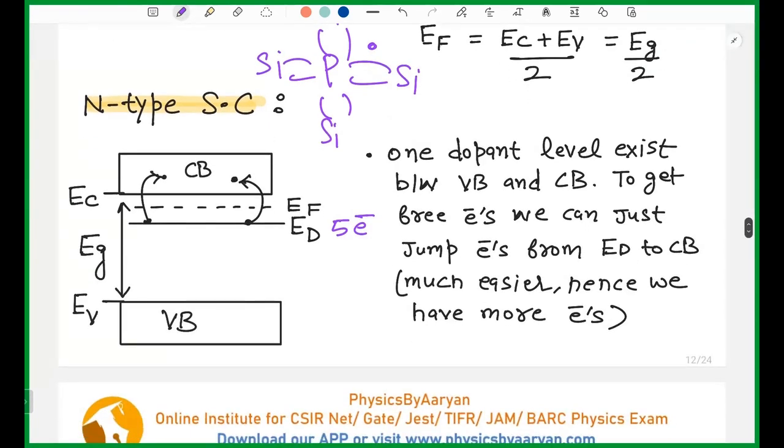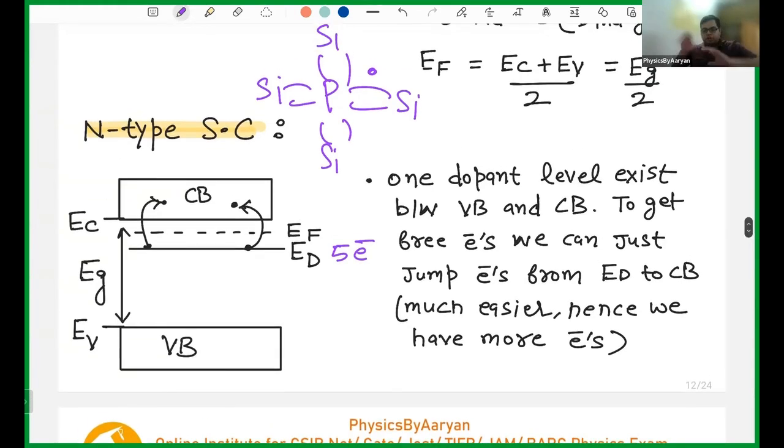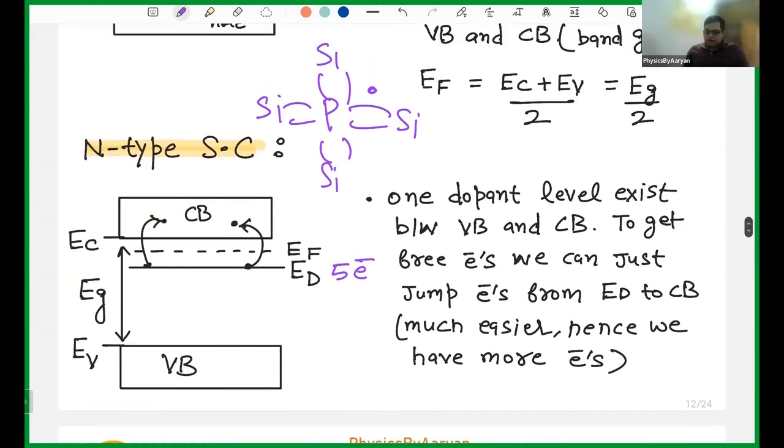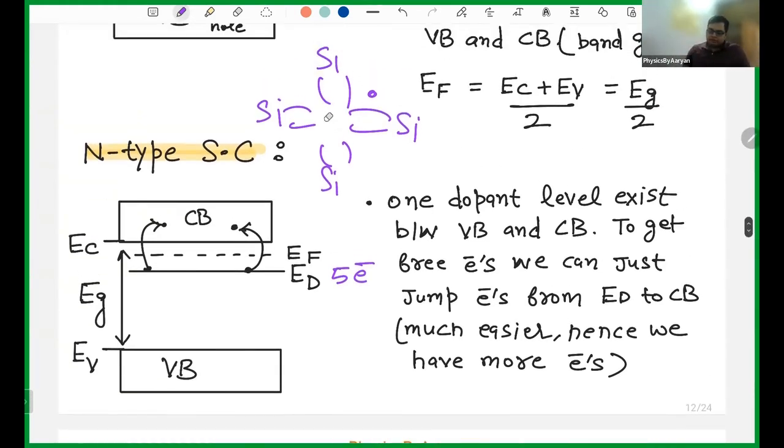Okay. So you have the phosphorus, and when we replace this silicon with phosphorus, this phosphorus had 4 electrons.